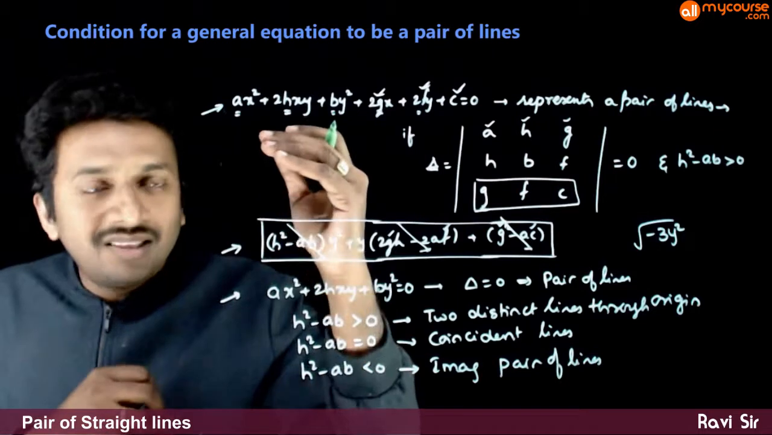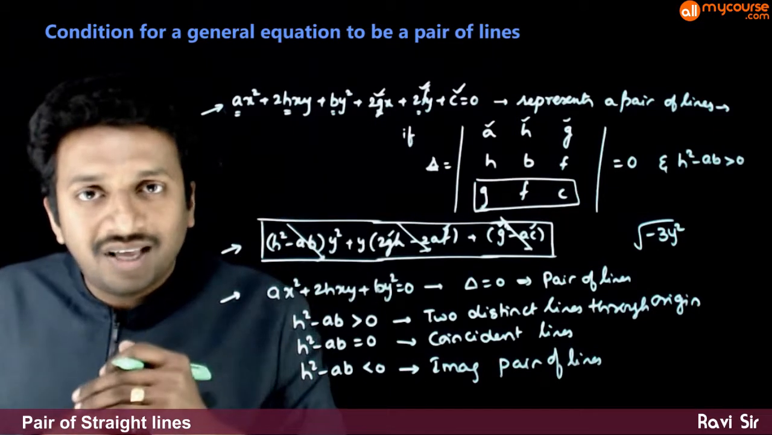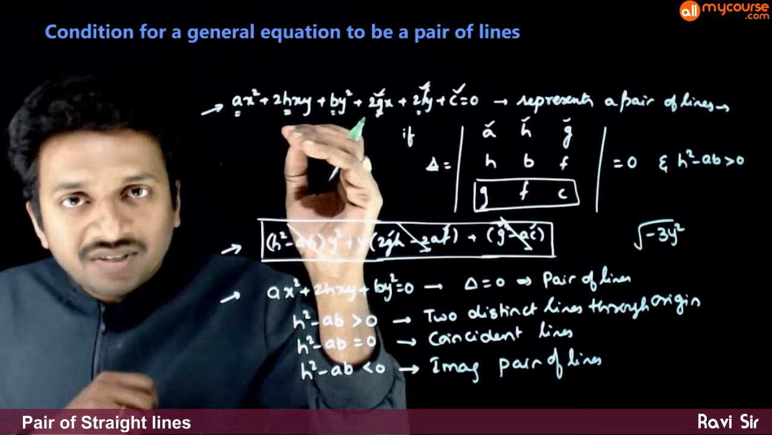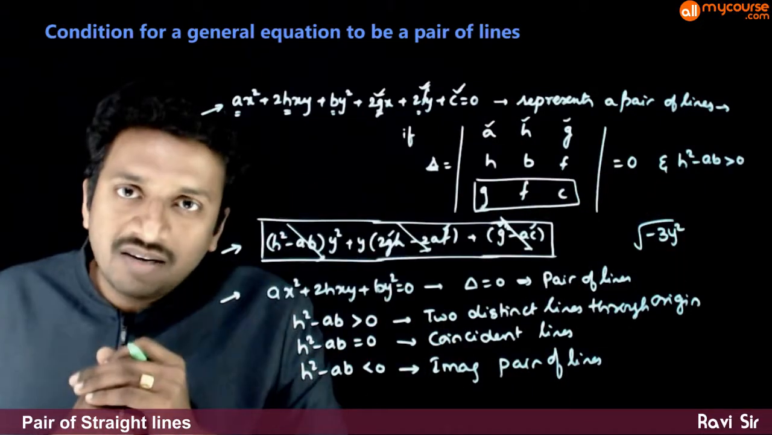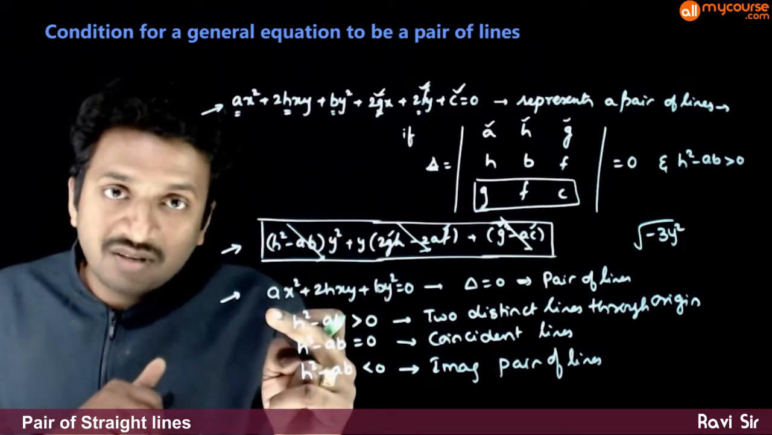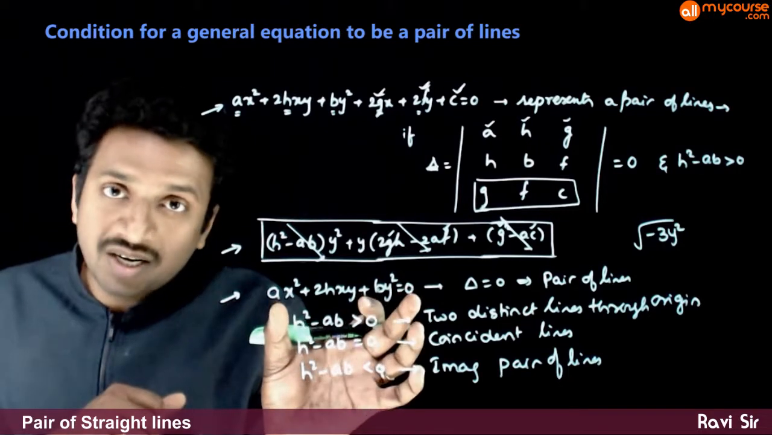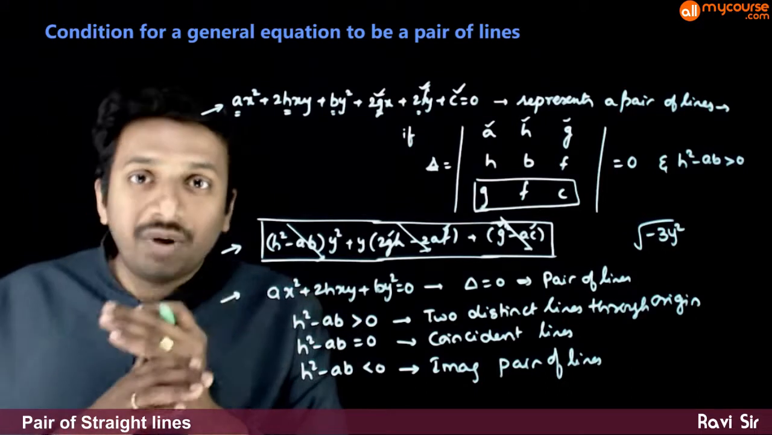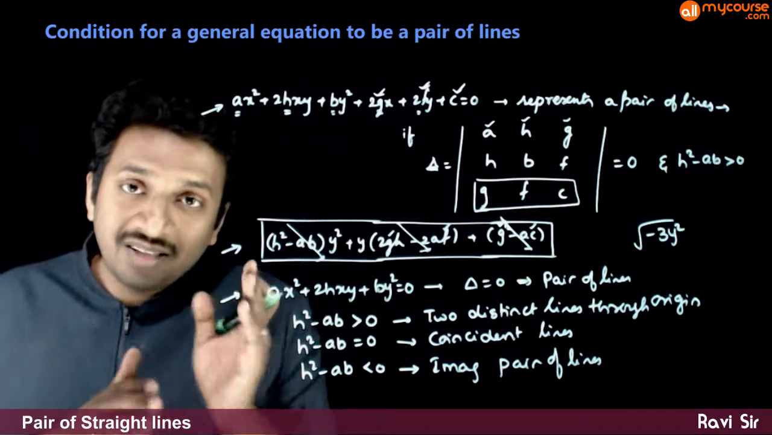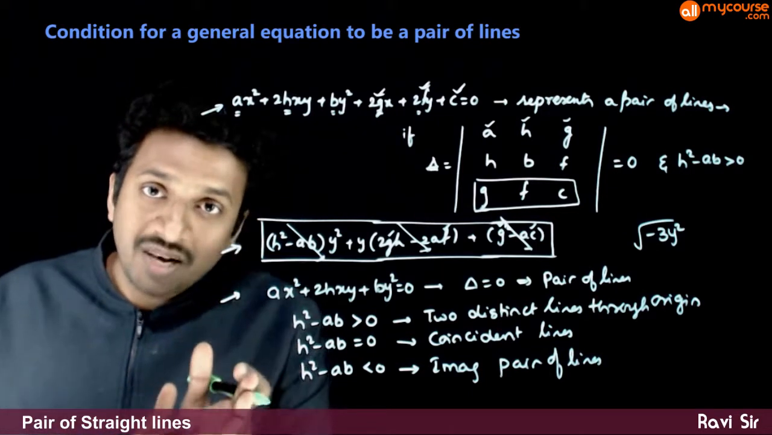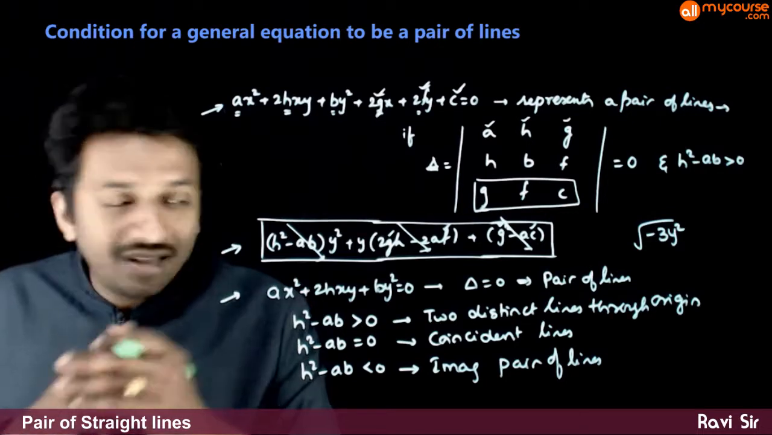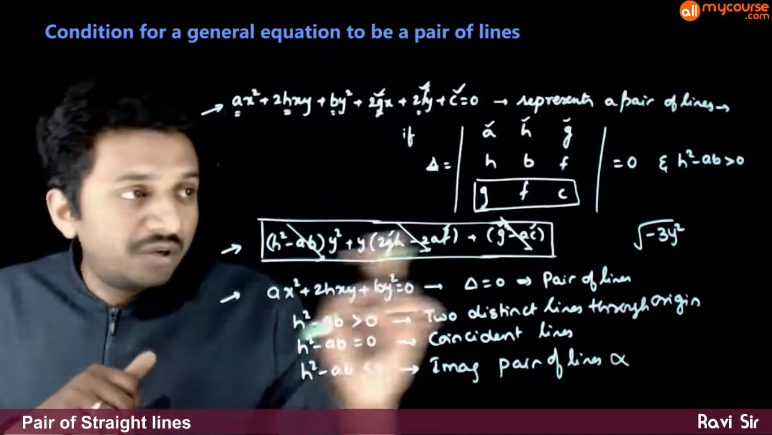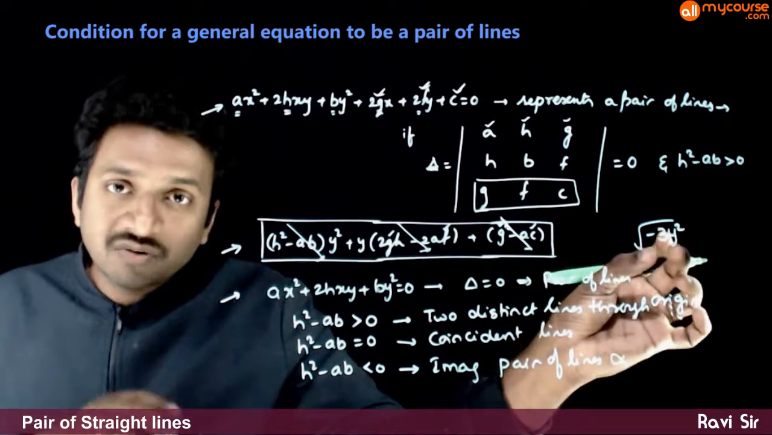So I hope you have understood the analysis of the general quadratic in x and y and a homogeneous quadratic in x and y. So the general quadratic in x and y represents a pair of lines if these conditions are valid. A homogeneous quadratic in x and y is always a pair of lines. If h square greater than ab, they represent two distinct lines. H square equal to ab, they represent coincident lines, and h square minus ab less than 0, they represent an imaginary pair of lines. Remember, imaginary pair of lines means that there are no pair of lines, because inside the square root you get something like minus 3y square.